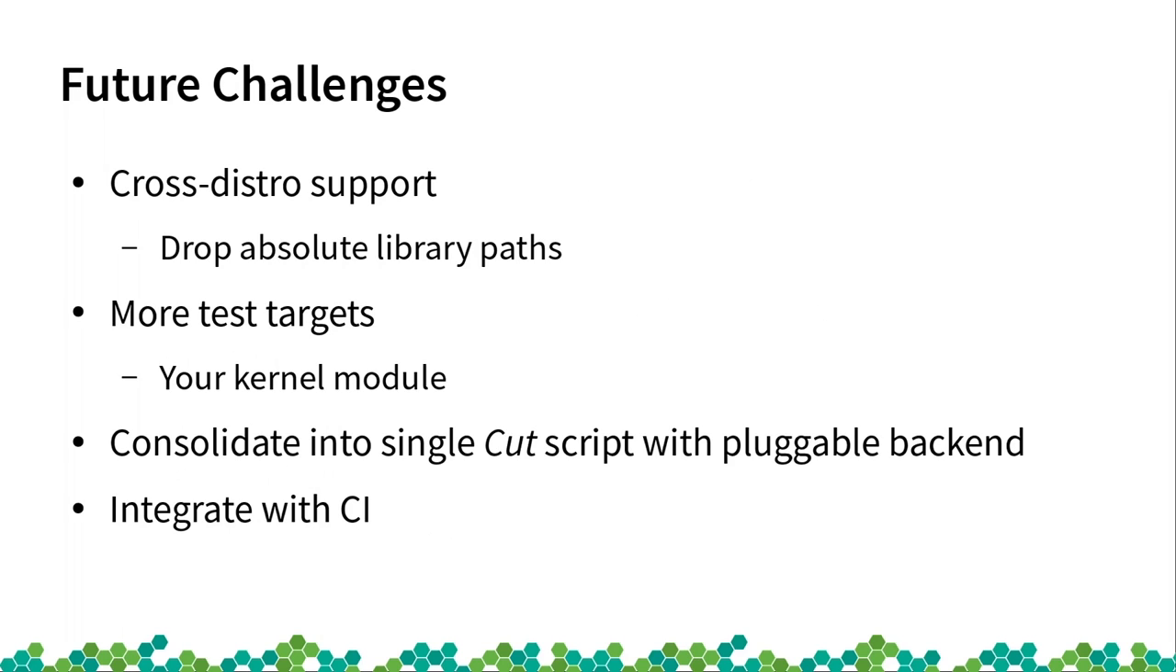Some future challenges. Some things I'd like to have in Rapido would be cross-distro support. Someone's worked on running this within Debian, and there are some issues they ran into, otherwise it's mostly working, so I'd like to fix the issues found there. Some more test targets, so as mentioned, please submit anything you'd like to test. Some integration with CI would also be good, in that any kernel changes we test potentially within openSUSE or SUSE, we run that quickly through some sort of CI utility.